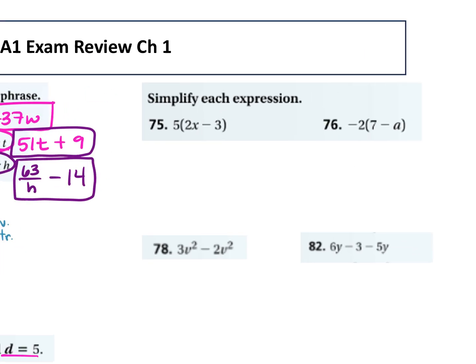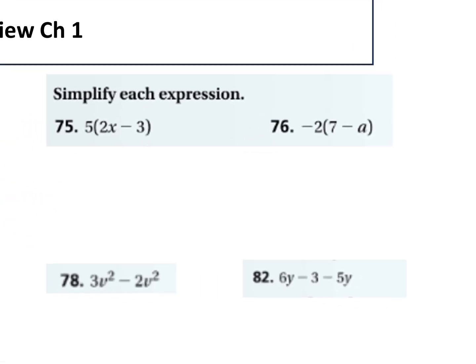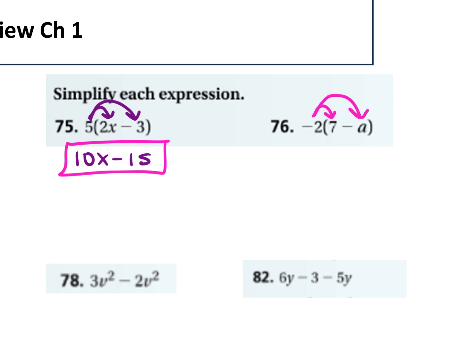What do you do on 75 here? Distribute. So you're going to go 5 times 2x is 10x. 5 times a -3 is a -15. What do you do from there? Put a box around it, right? You're done. 10x minus 15. So what do you get on 76 when you distribute? -14 plus 2a. Yes, minus a negative. So -2 times a -a is a +2a. So -14 plus 2a.